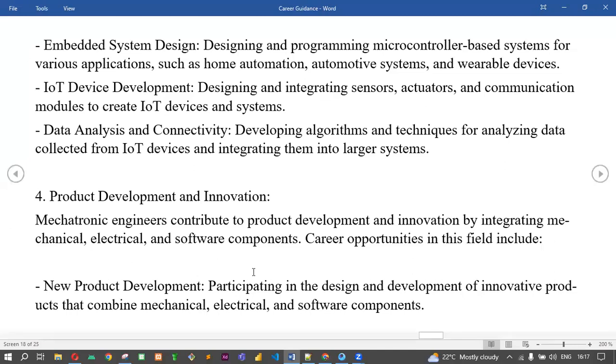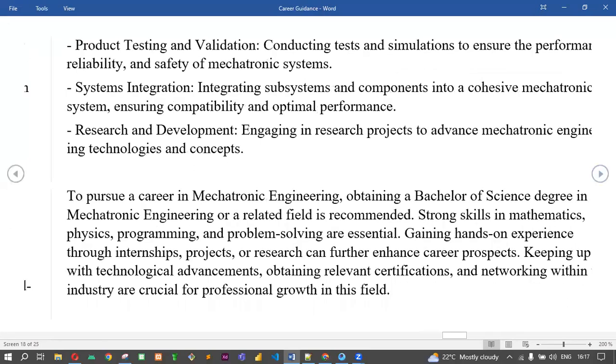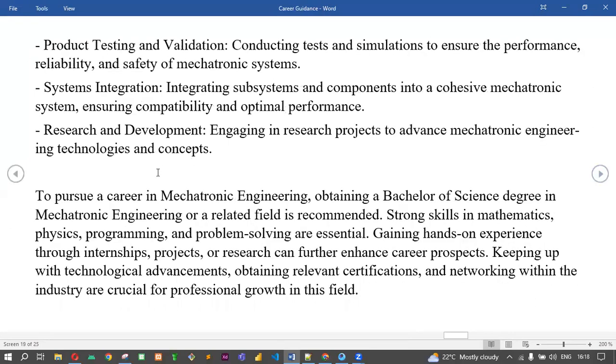And they are all designed under the mechatronic areas. New product development, like participating in design and development of innovative products. I saw that you said that you like thinking outside the box, right? Now, if you want to be very innovative, you need to combine the software components, which is the computer science area, with the electrical and mechanical, then you will be able to design things that we can use to solve problems in the field.